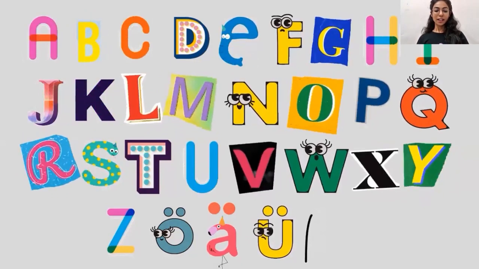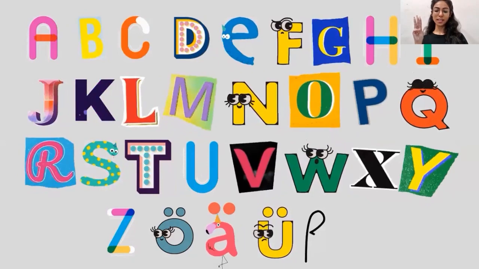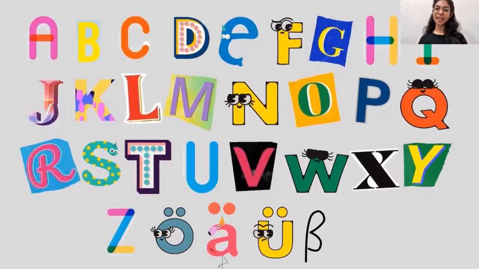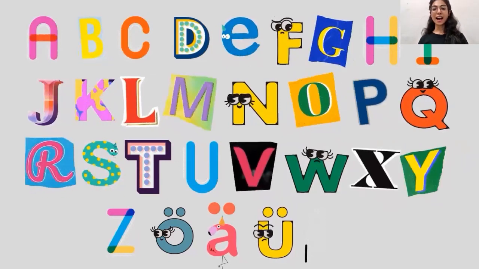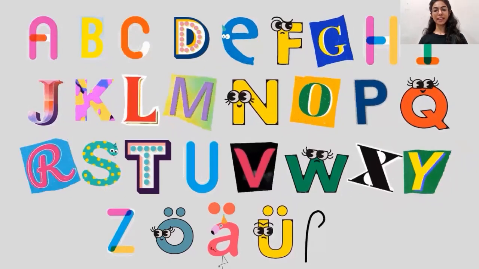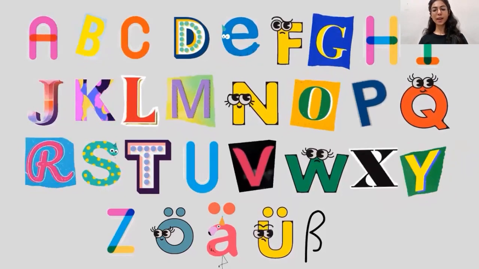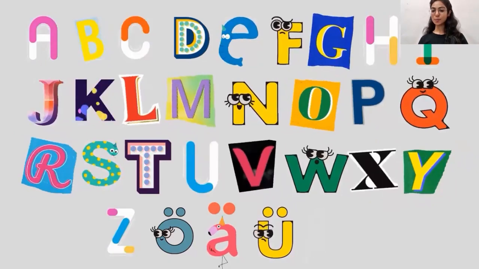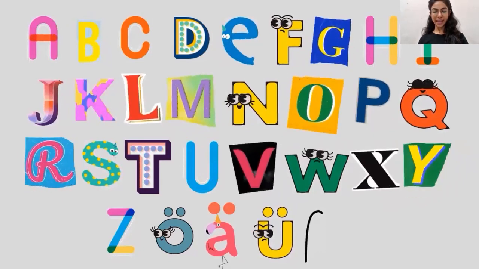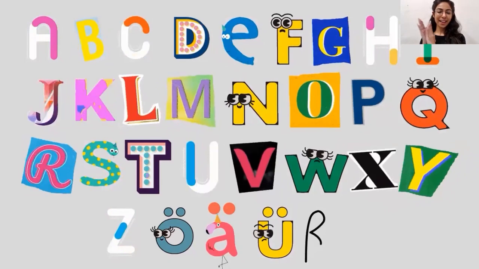Now, you all sing with me. Okay, so 1, 2, 3, let's start. A, B, C, D, E, F, G, H, I, J, K, L, M, N, O, P, Q, R, S, T, U, V, W, X, Y und Z. Ä, Ö, Ü, Eszett. Yay!